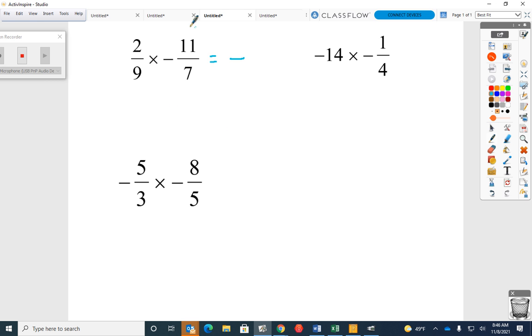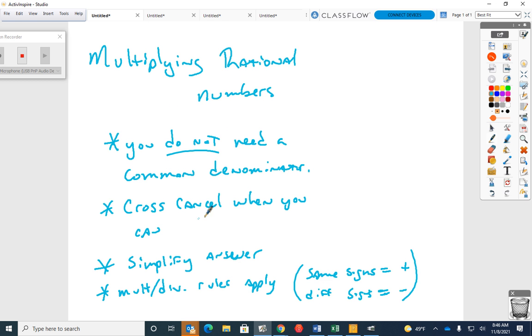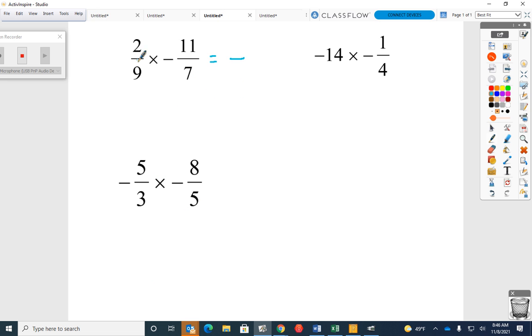Now, if you look back at what I look to do next, cross cancel when you can. So if I look at these, do 2 and 7 have any common factors? No. Other than 1, that's the only common factor they have. So can I cross cancel those? No. Now what about 11 and 11 and 9? Do they have any common factors other than 1? No. So I can't do any canceling here.